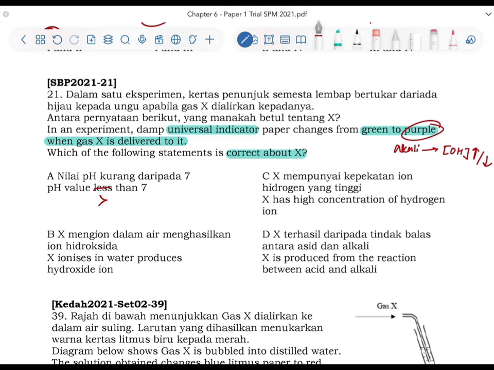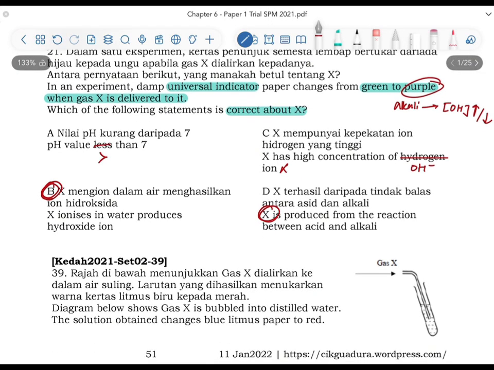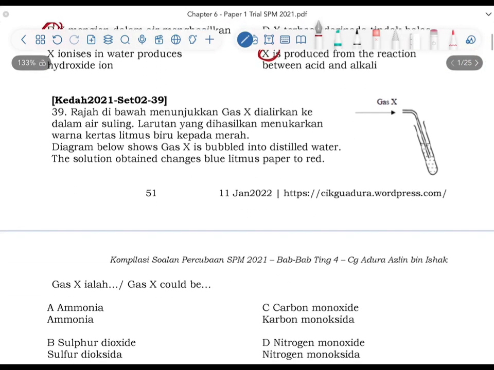B. X ionizes in water to produce hydroxide ions. Okay. C. X has a high concentration of hydrogen ions? No, it should be related to the hydroxide ion. D. X is produced from the reaction between acid and alkali? We're not sure what gas X is, so we cannot confirm or deduce. We cannot say it is produced from the acid or alkali.